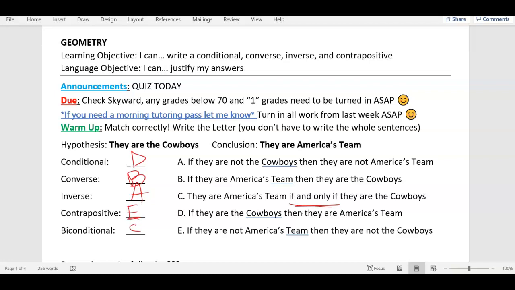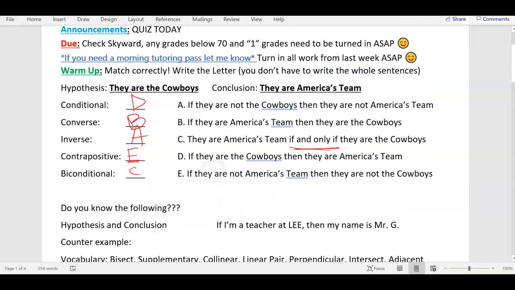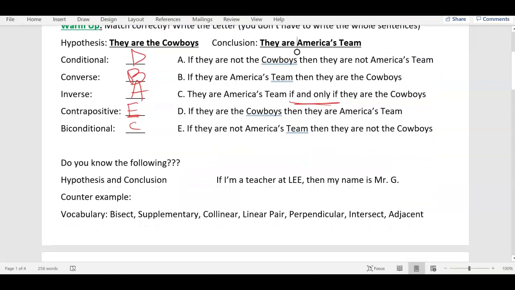So that being said, you should be able to identify conditional, converse, inverse, contrapositive, biconditional. You should be able to write them. We've been doing that the last two days and the assignments from last week. Now, is everyone still looking up here? This is important for your quiz. You don't have to write this part down. Just look up here.